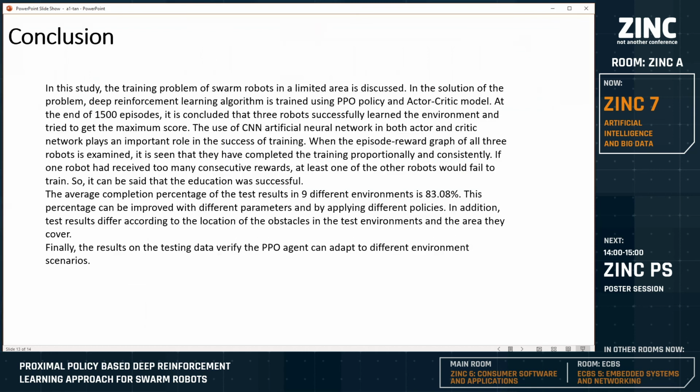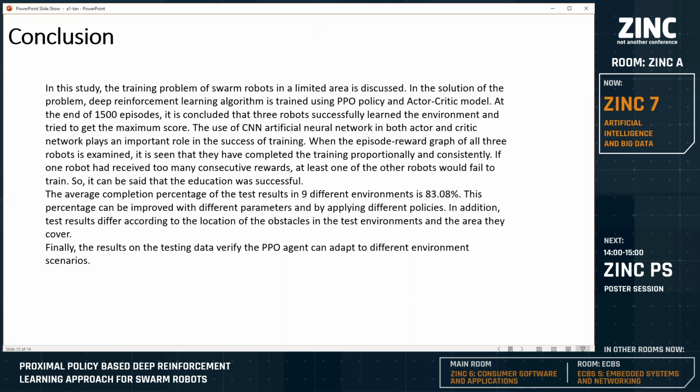About the conclusion, the last one: in the study, the training problem of swarm robots in a limited area was discussed. In the solution of the problem, a deep reinforcement learning algorithm is trained using proximal policy optimization and an actor-critic model. At the end of 1,500 episodes, it is concluded that the three robots successfully learned the environment and tried to get the maximum score.